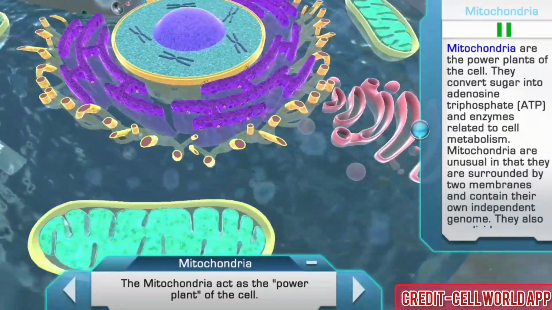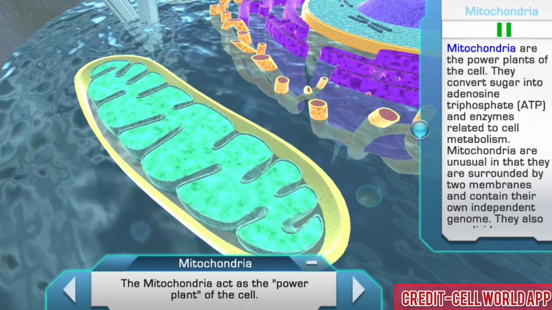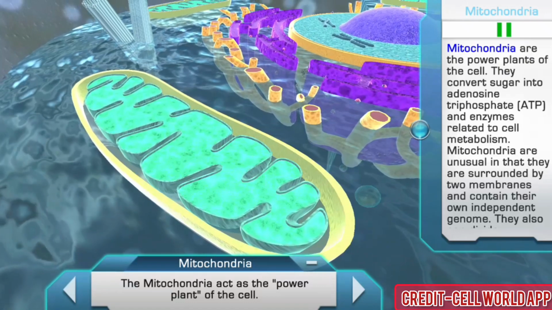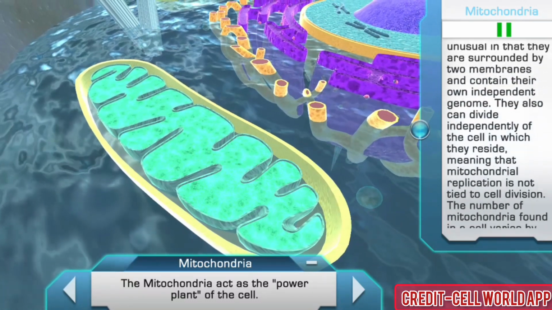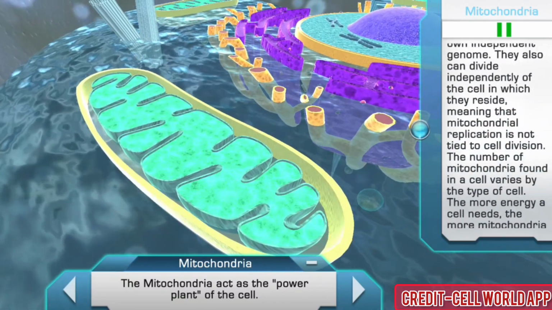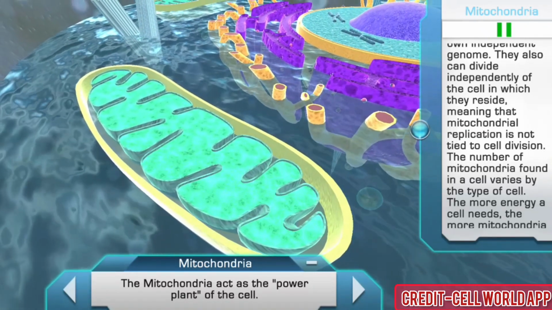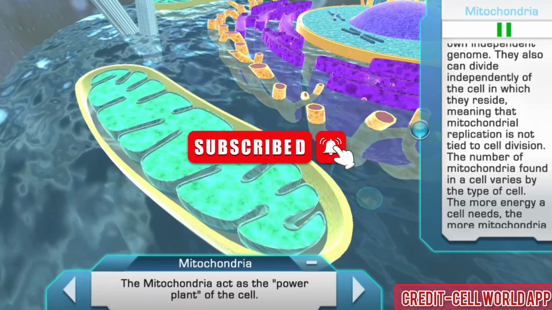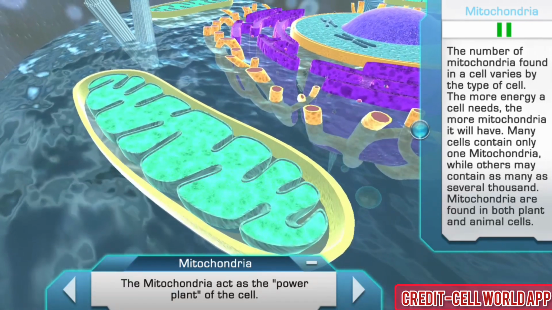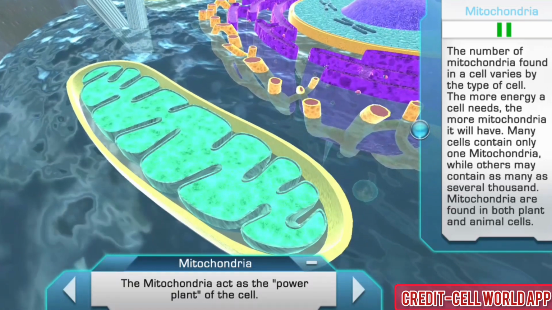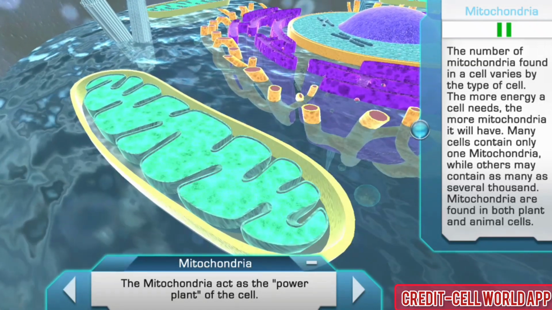Mitochondria are the power plants of the cell. They convert sugar into ATP and enzymes related to cell metabolism. Mitochondria are unusual in that they are surrounded by two membranes and contain their own independent genome. They also can divide independently of the cell in which they reside, meaning that mitochondrial replication is not tied to cell division. The number of mitochondria found in a cell varies by the type of cell. The more energy a cell needs, the more mitochondria it will have. Many cells contain only one mitochondria, while others may contain as many as several thousand. Mitochondria are found in both plant and animal cells.